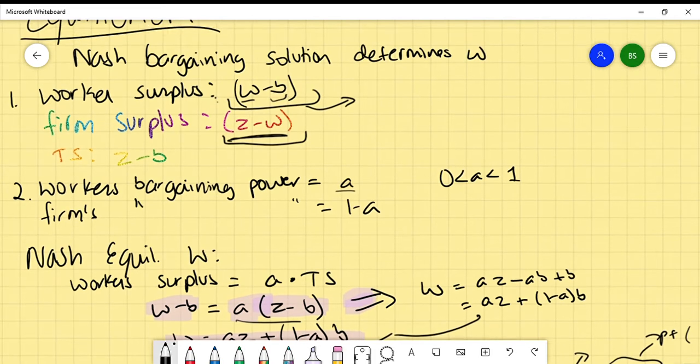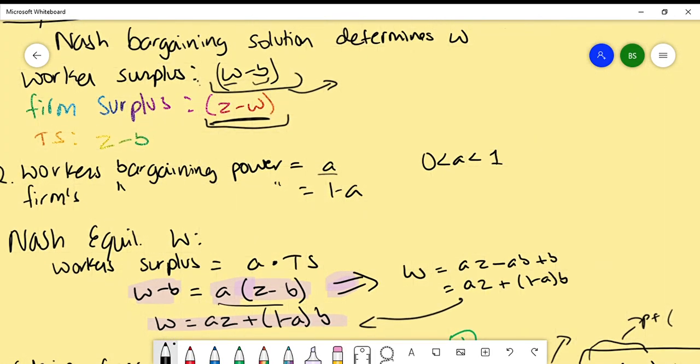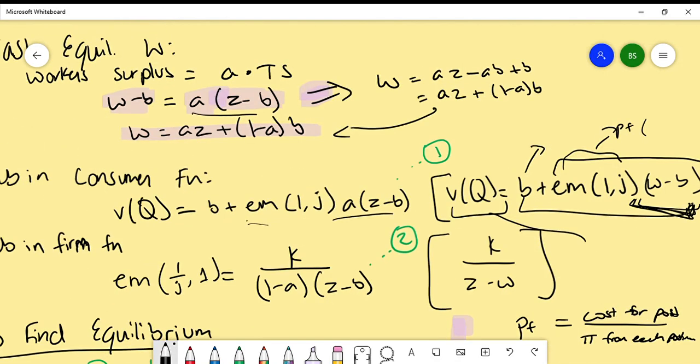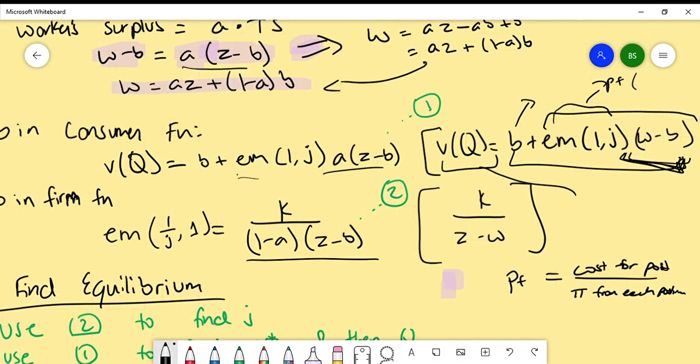Since worker surplus, from here we have W minus B, so worker surplus equals A times Z minus B. We now know that firm surplus, using the same idea, is going to be 1 minus A times Z minus B. 1 minus A, the firm's bargaining power, times the total surplus. So it's just 1 minus A times Z minus B, and that's what we're doing right here, instead of the Z minus W thing here.